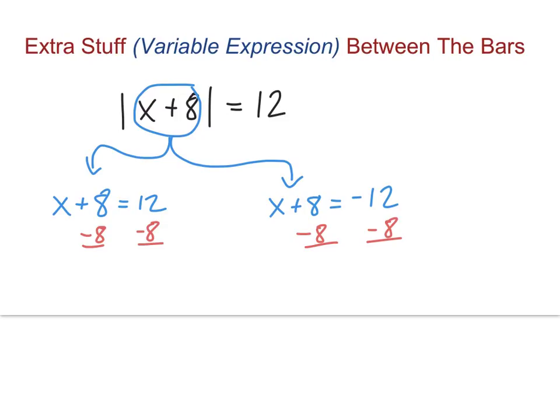And over here, the 8's cancel, and we end up with x equals 4. That's one of the solutions. If we plug 4 in for x, we'll get 12. And when you take the absolute value, you get 12.